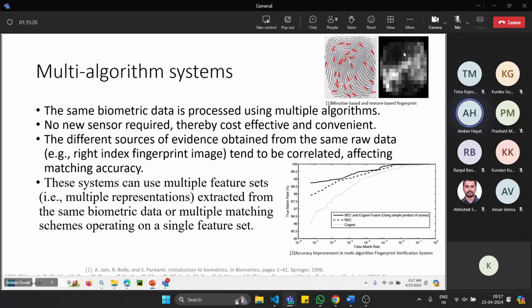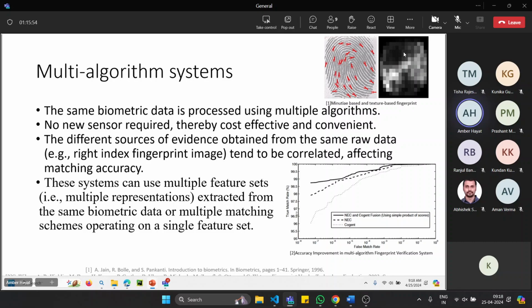In both cases, the same data is required, which is the fingerprint, but we are extracting different forms of features. So the extraction and matching algorithm will be different, but a new sensor will not be required. So the cost is less for these multi-algorithm systems. Also, the different sources of evidence are obtained from the same raw data. Yes, from the same data you have got both minutia as well as texture.